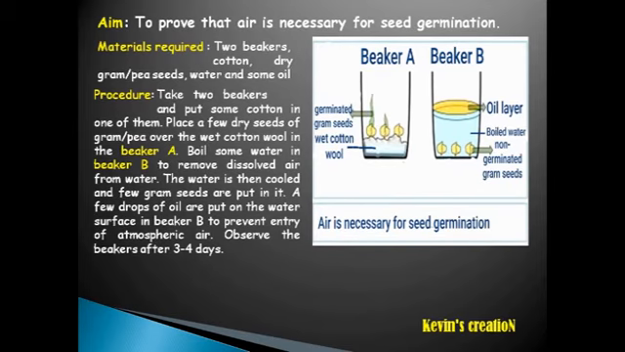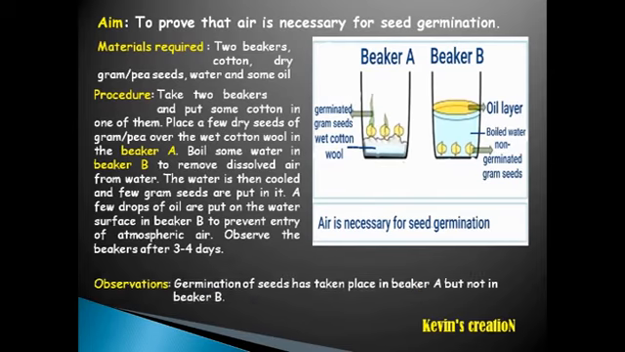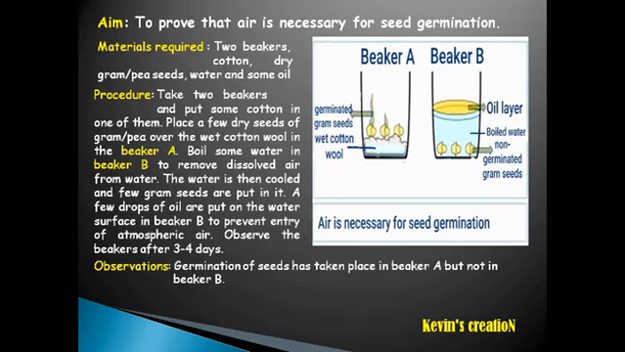Observe the beakers after 3 to 4 days. So what are you going to observe? Germination of seeds has taken place in beaker A but not in beaker B. In A, the seeds germinate. Why? Because they got all three conditions: temperature, air and water. Here in B, it got water and temperature, but not air because it was removed. And that is how we can prove that air is necessary for seed germination.